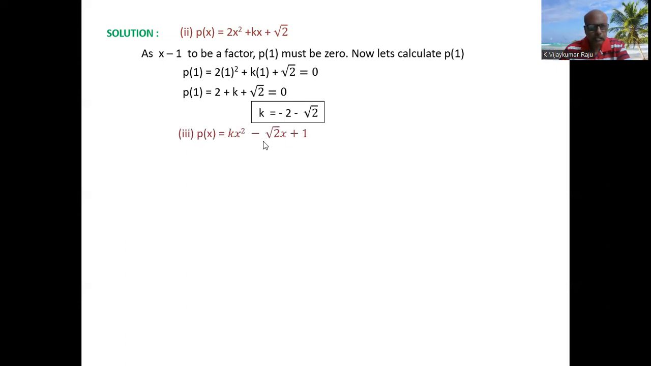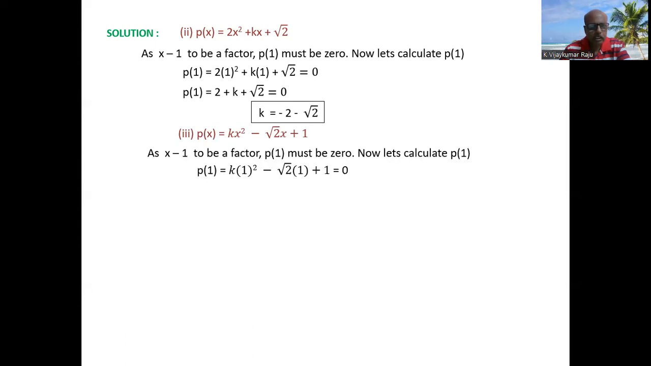Third one, again put x is equal to 1. 1 square minus root 2 into 1 plus k. 1 square is 1 only, so this is 1 minus root 2 plus k. So k will be equal to minus 1, and minus root 2 will become plus root 2. This is the value of k.